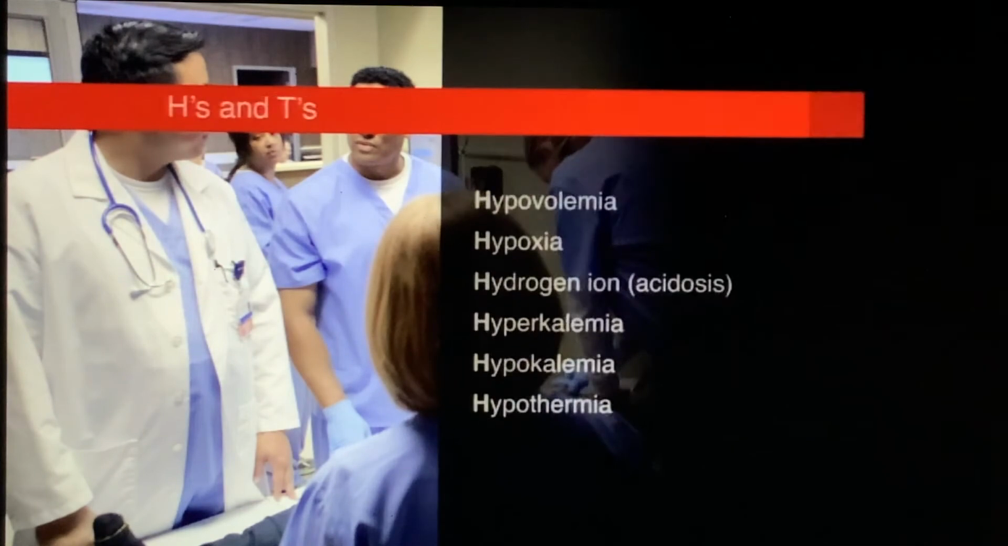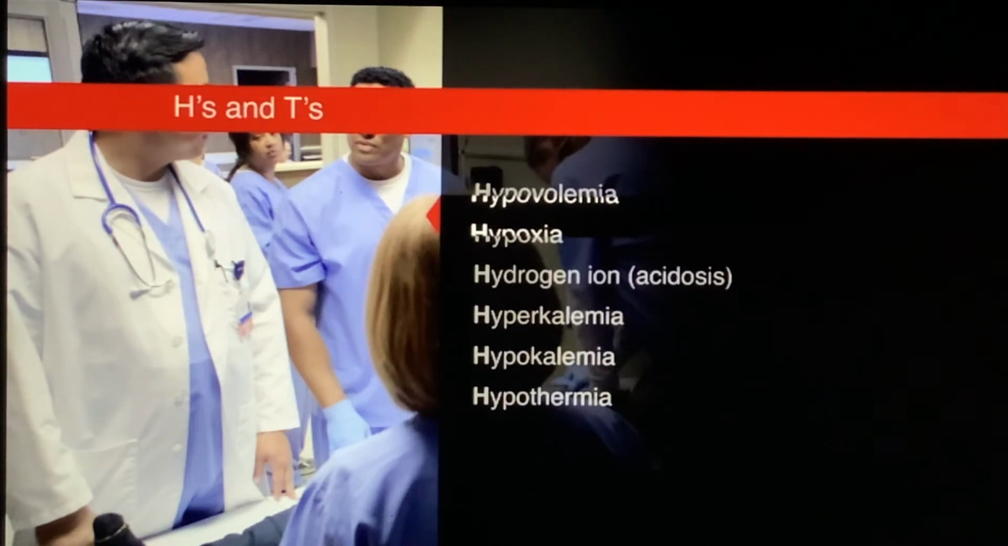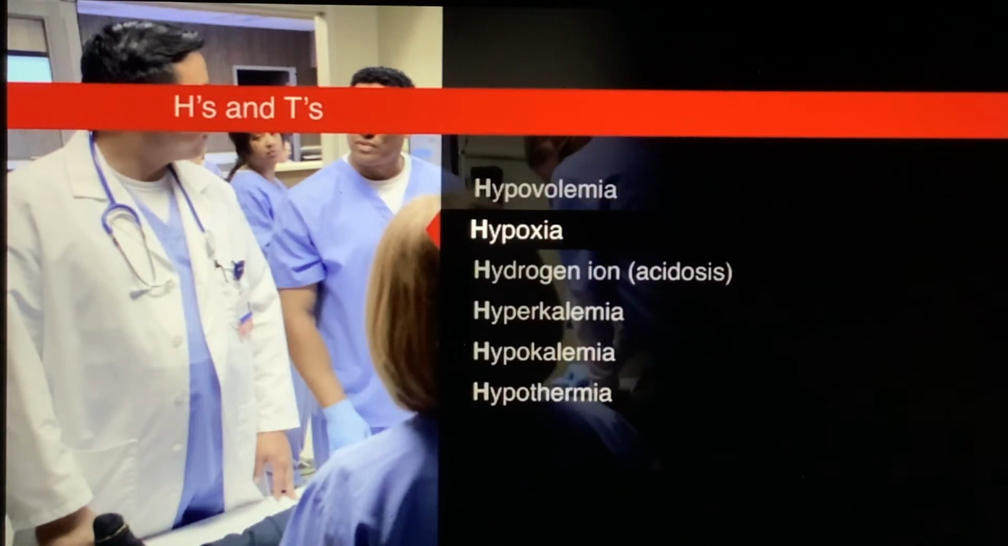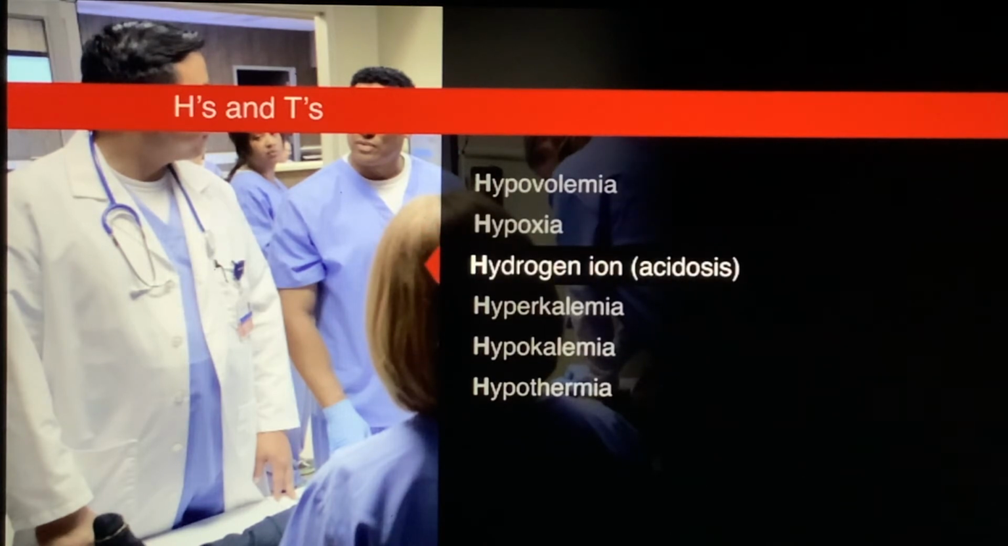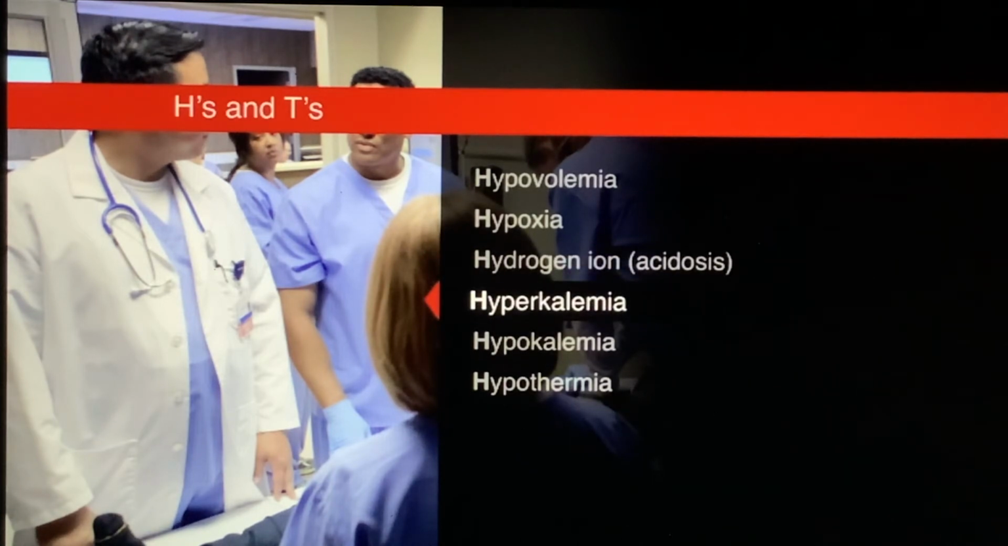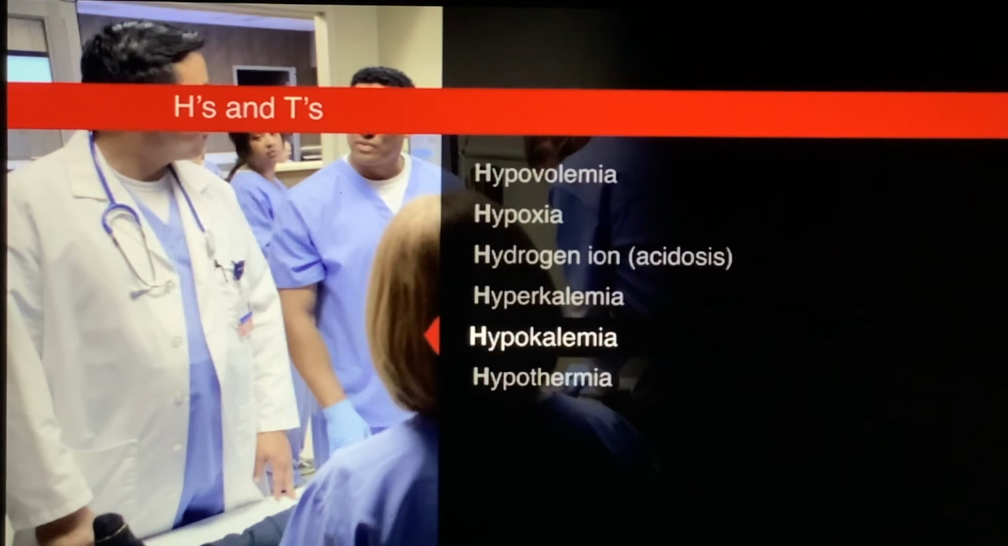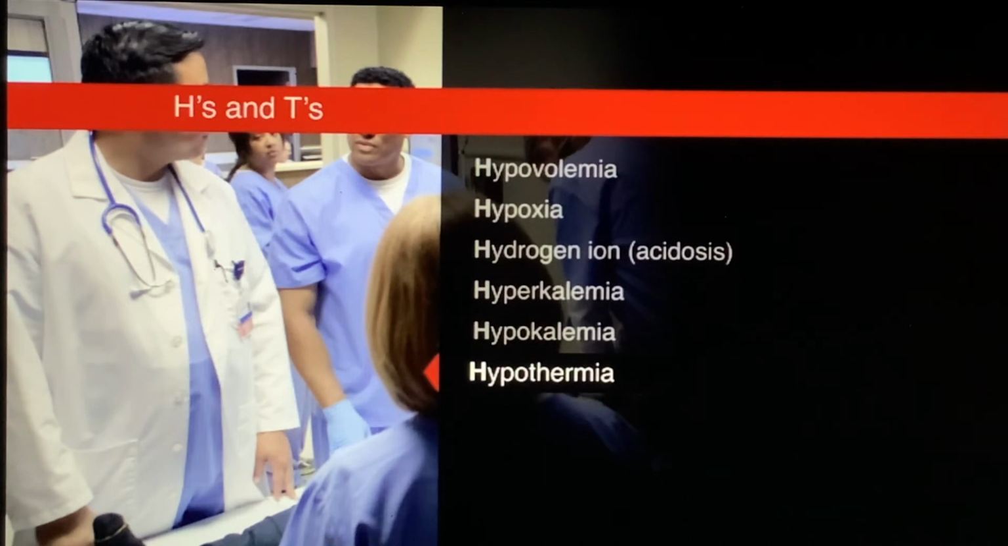Let's review these now. Hypovolemia is low blood volume. Hypoxia occurs when inadequate oxygen is reaching the body's tissues. Hydrogen ion, or acidosis, is the accumulation of acid and hydrogen ions in the blood and body tissues. Hyperkalemia is an abnormally high concentration of potassium ions in the blood. Hypokalemia is low blood potassium. Hypothermia is when the body temperature drops below 95 degrees Fahrenheit or 35 degrees Celsius.